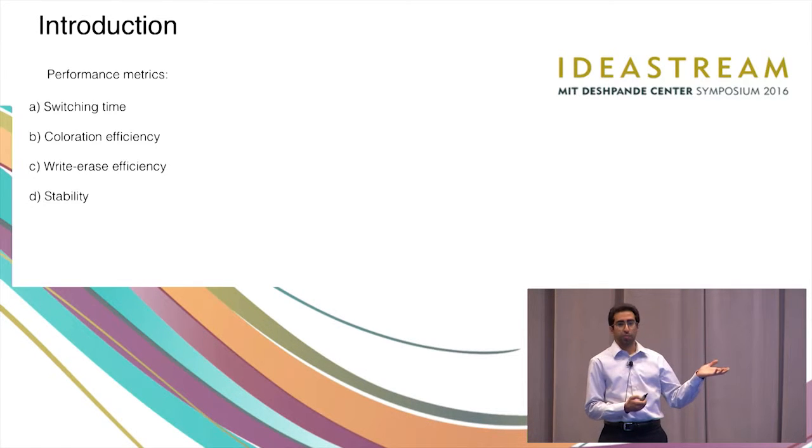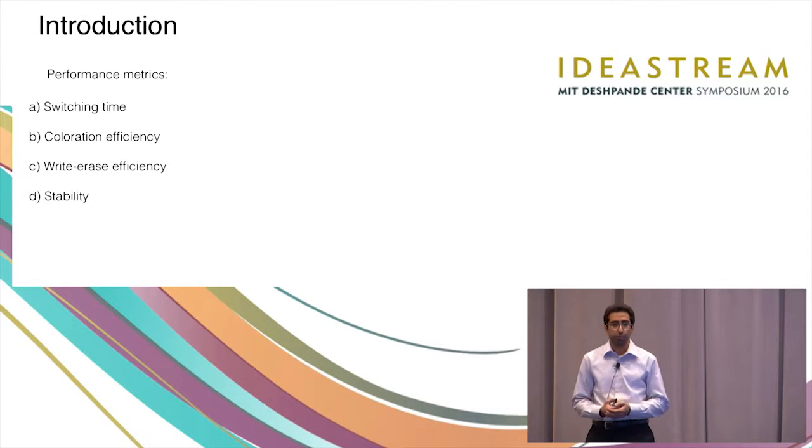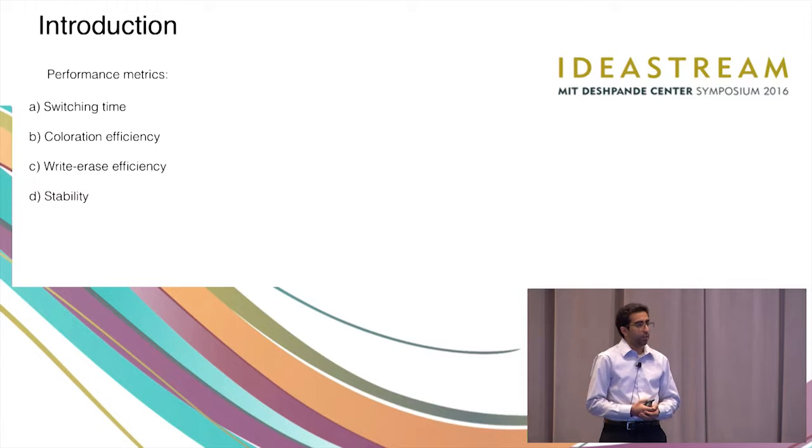For example, transition metal oxides, which are commercially used in smart windows, have slow switching times and low coloration efficiencies, but they have excellent stability, excellent write-erase efficiency, and they're cost effective. On the other hand, organic-based materials and hybrid materials have usually intense colors and fast switching times, but they suffer in terms of stability and cost.